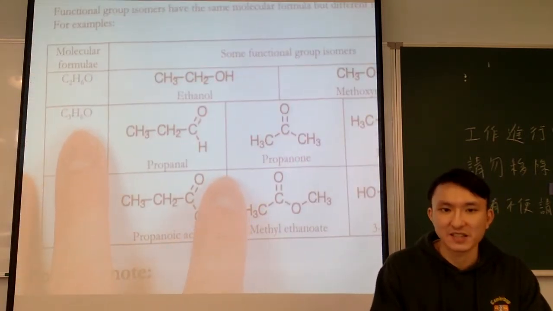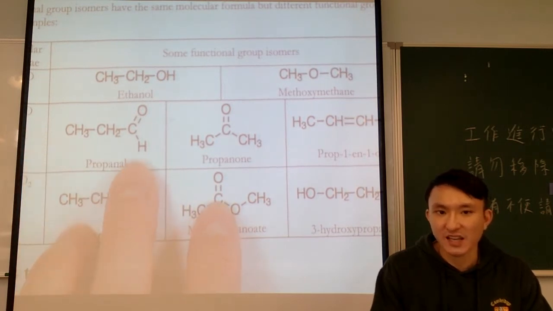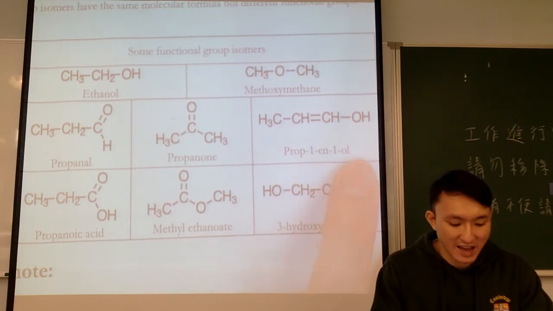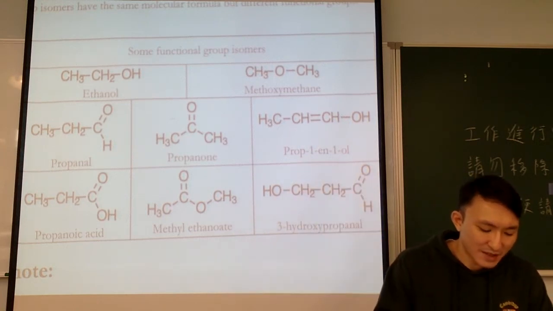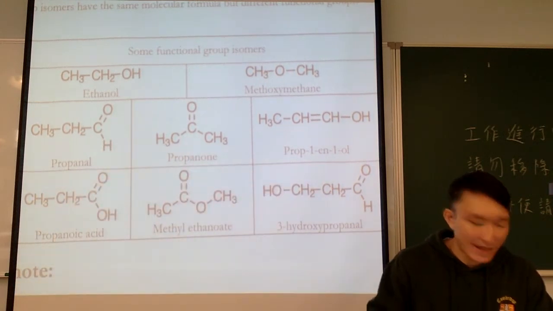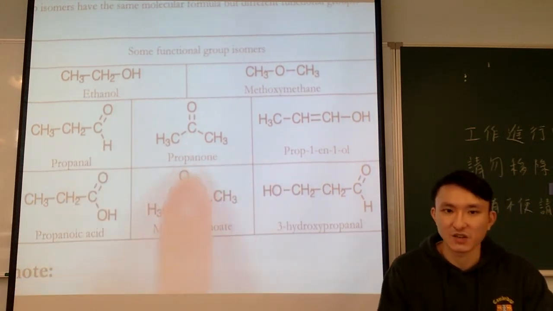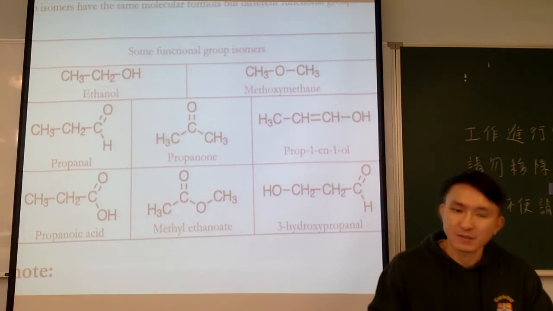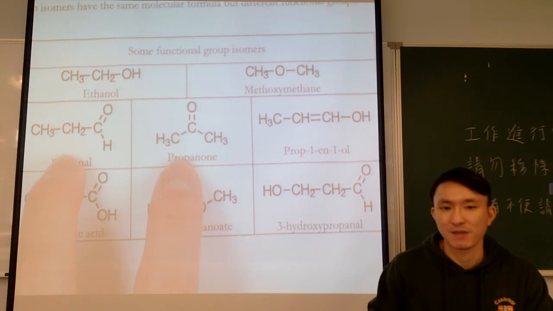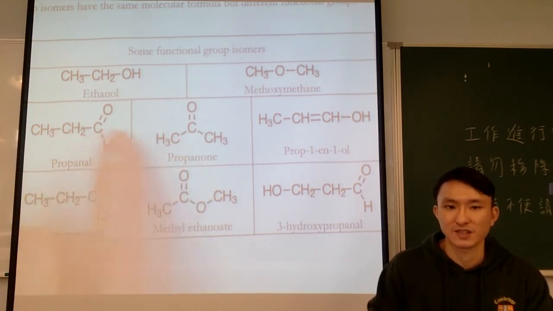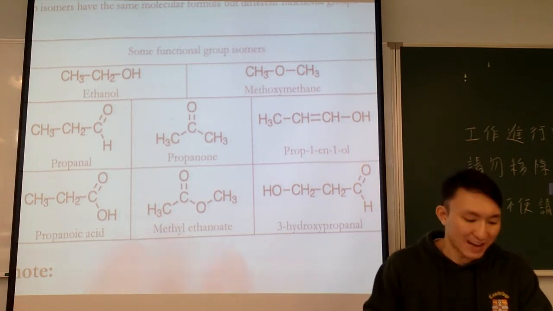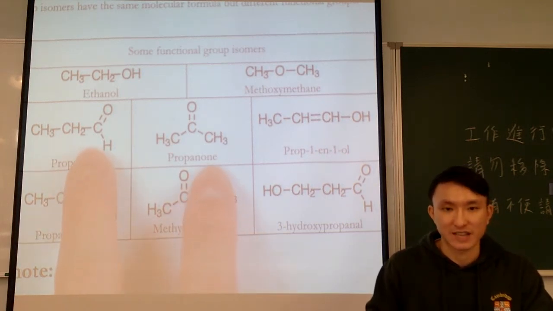C3H6O, in this case, could be an aldehyde, it could be a ketone, it could also be something weird with a double bond and a hydroxyl group. So obviously they have different functional groups. Pay extra attention to aldehyde and ketone. These two are quite similar, and sometimes students may mistake it for position isomerism. Some people may think, oh, first position, second position, so it's position isomerism. But you realize the functional group is actually different.